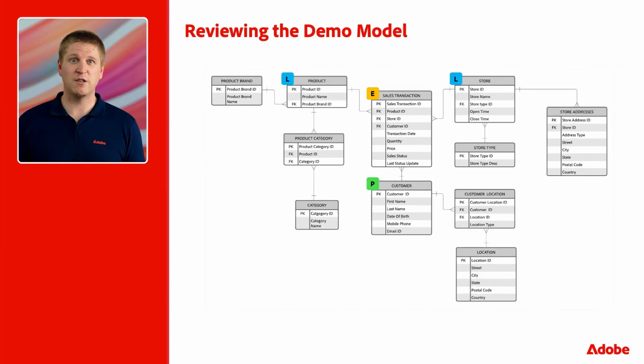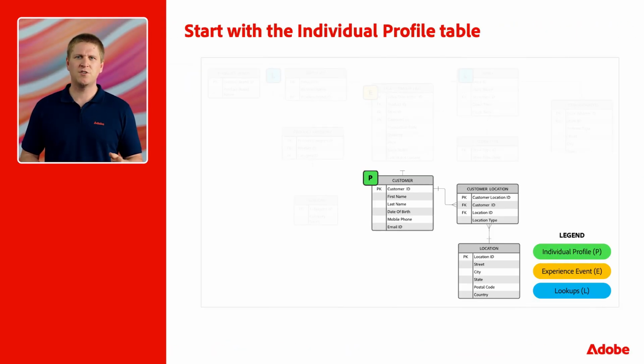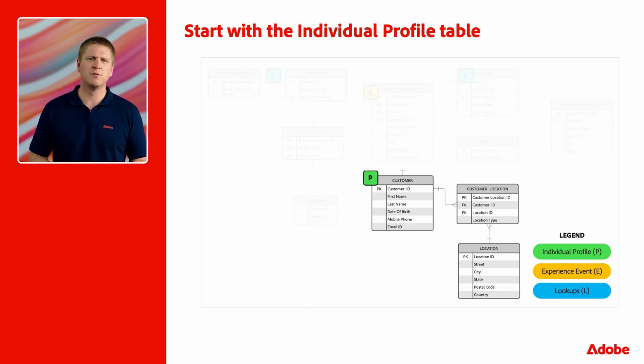Let's try this now by looking at the demo data model. You'll notice that many of the tables remain unlabeled. In fact, there's about 5 sections. Identify these tables and note the parent table that they are each related to. Let's start by focusing on the tables that are related to the individual profile table, customer.